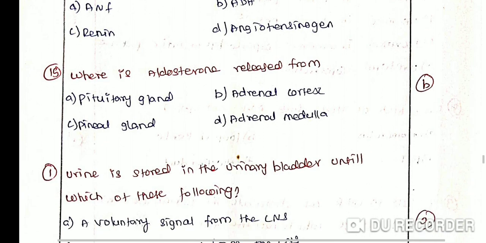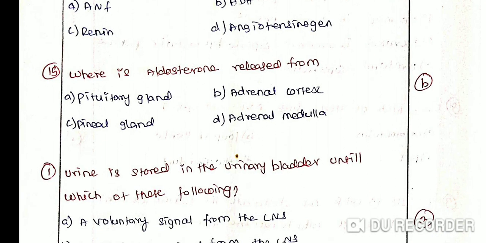Next question. Where is aldosterone released from? Option A, pituitary gland. Option B, adrenal cortex. Option C, pineal gland. Option D, adrenal medulla. The correct answer is option B, adrenal cortex.